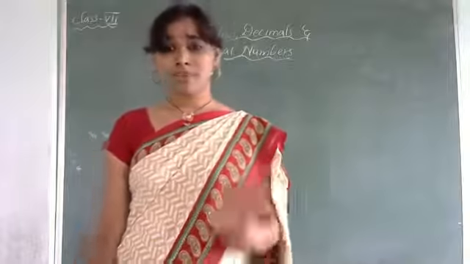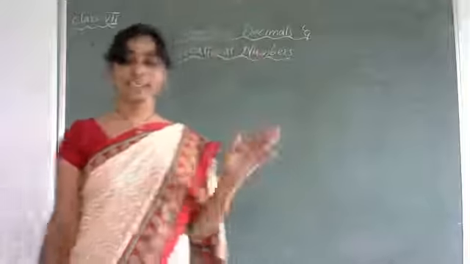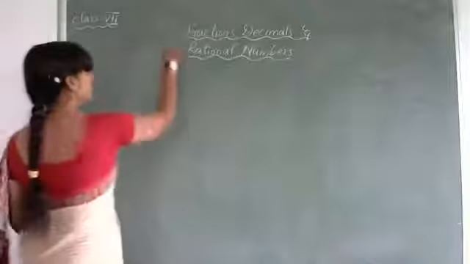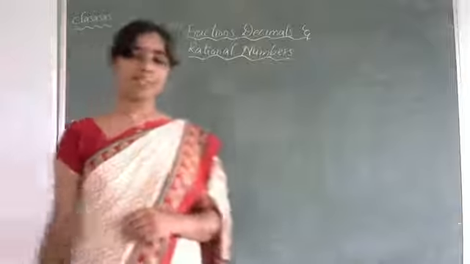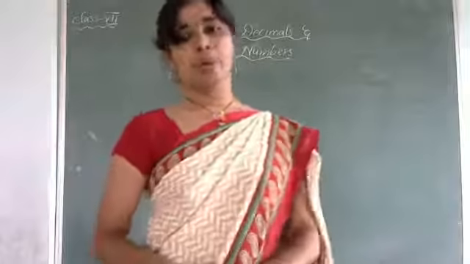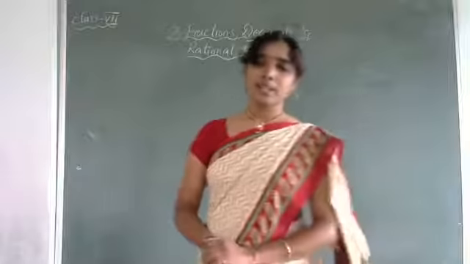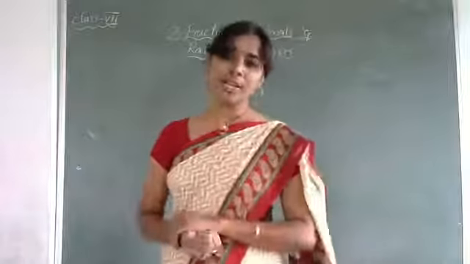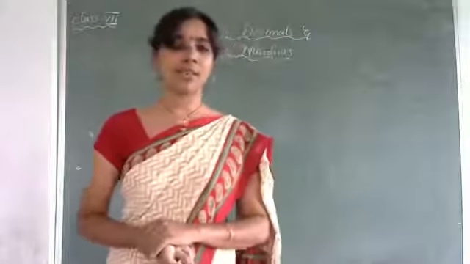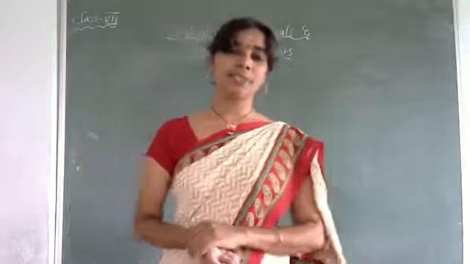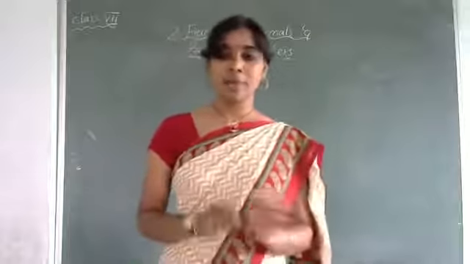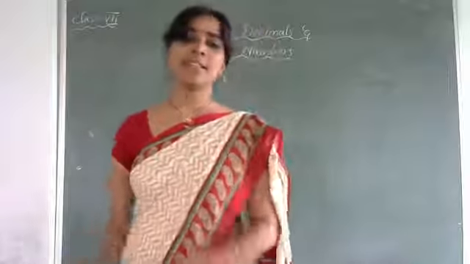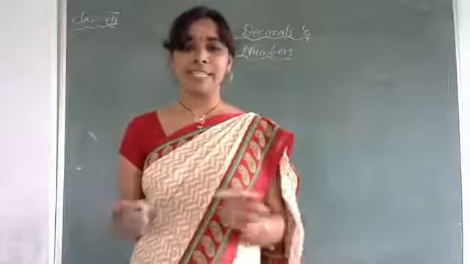So today we are going to discuss our next, second chapter, children. That is fractions, decimals and rational numbers. Before going to discuss this, we will revise one more time what fractions are. Children, in 6th class, 5th class itself we learned fractions. So I am not going to give you the detailed explanation. I am going to revise a little bit.